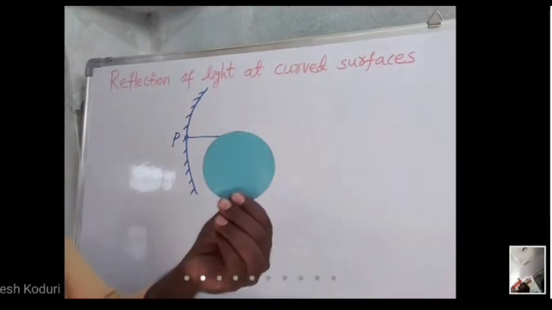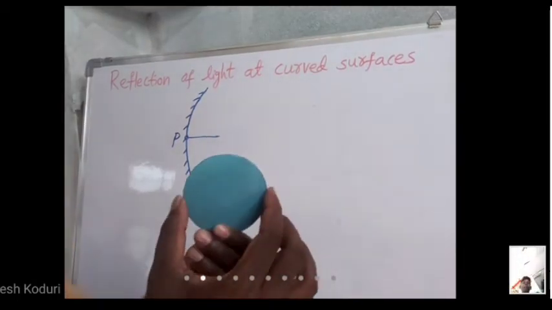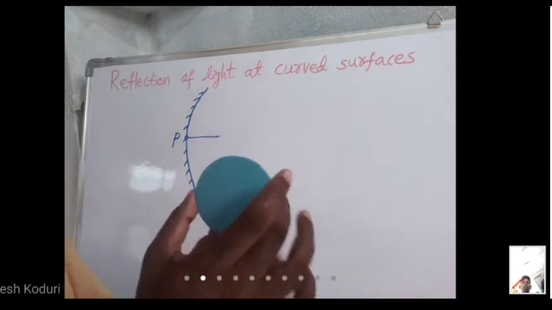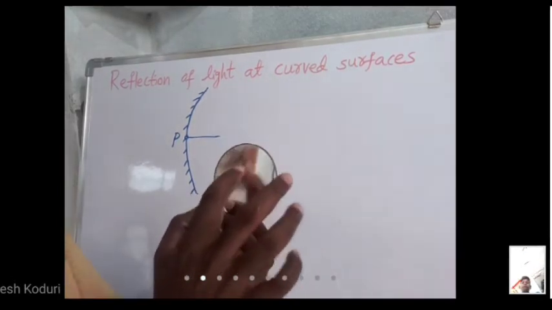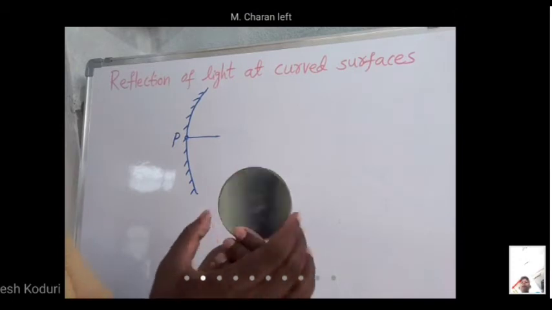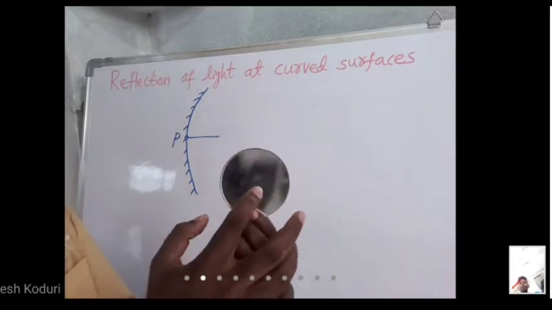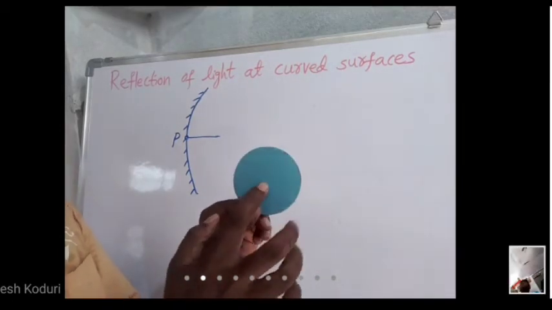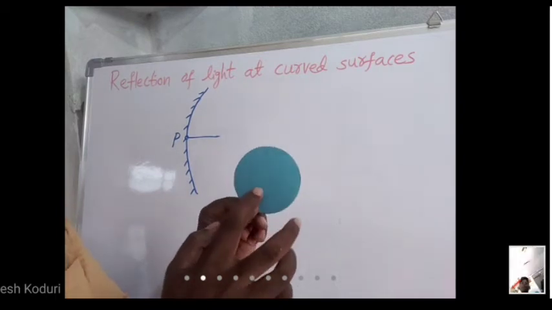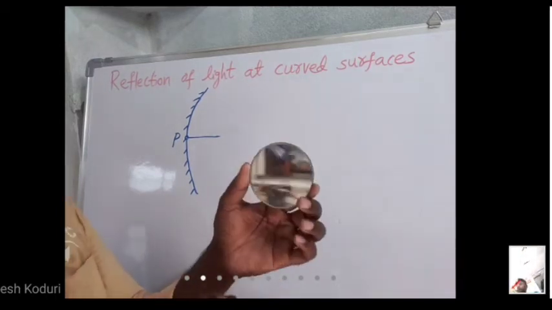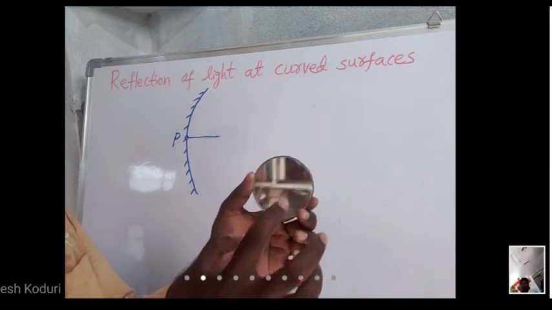What is this? I showed you this in the last class also. One side is coated with paint and the other side is a reflecting surface. This is a concave mirror.